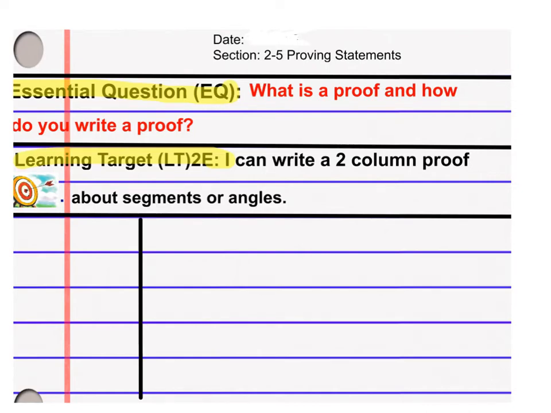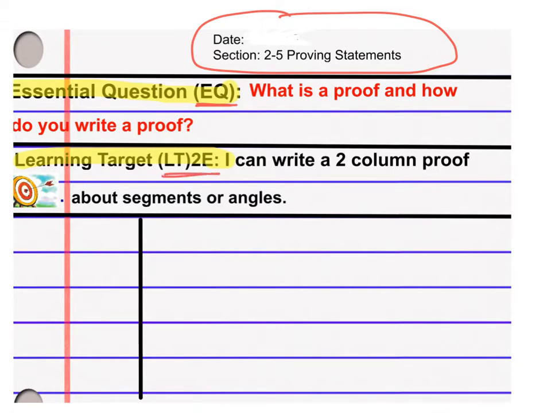This is the video for section 2.5, which is basically on two-column proofs. In your textbook, Big Ideas, it's called proving statements. So please make sure that you're putting the date and the title and topic 2.5 proving statements in the top right. Make sure you're setting up your lines for your Cornell notes and that you're writing your essential question, your EQ, what is a proof and how do you write a proof?